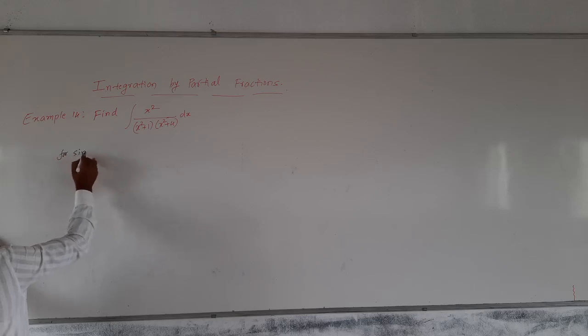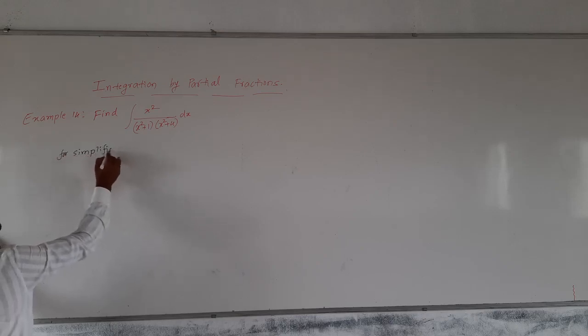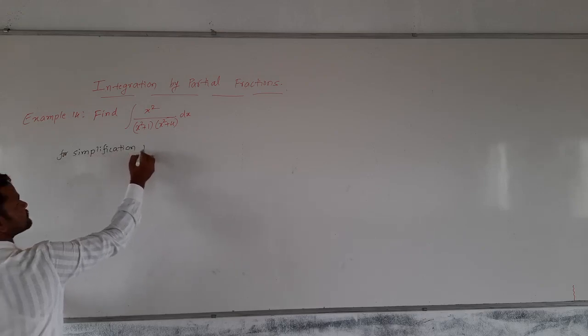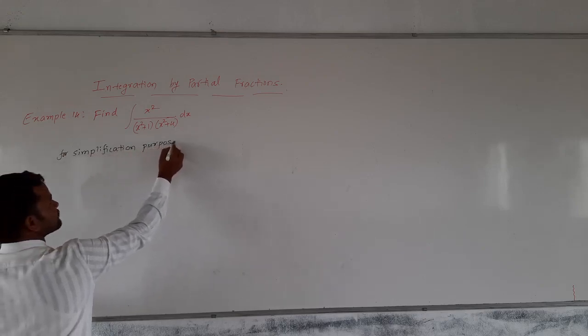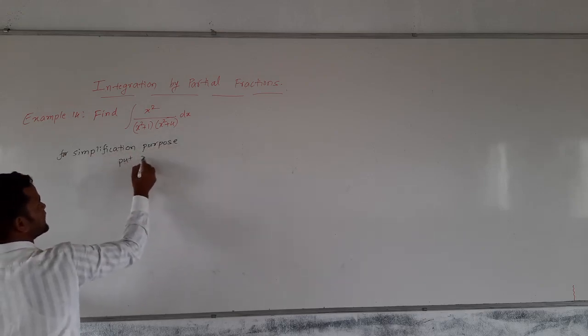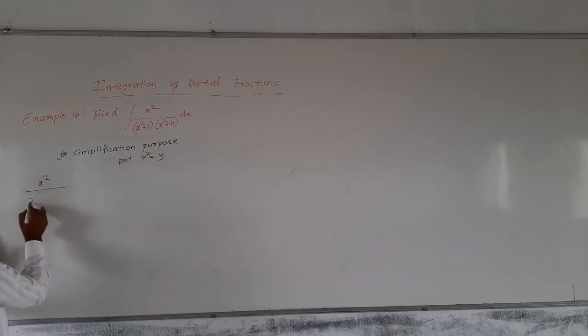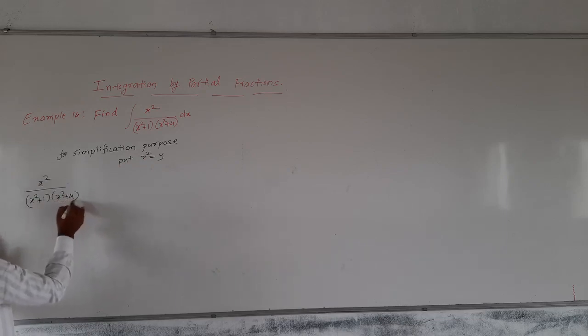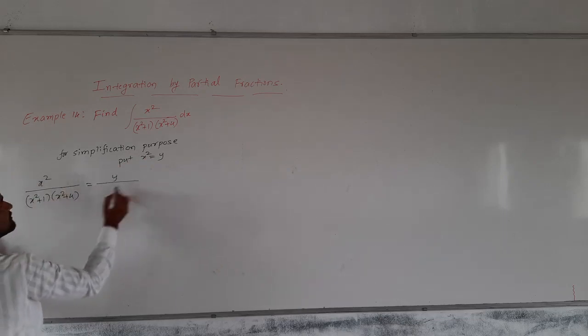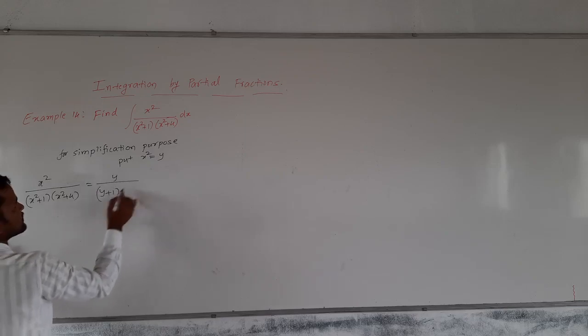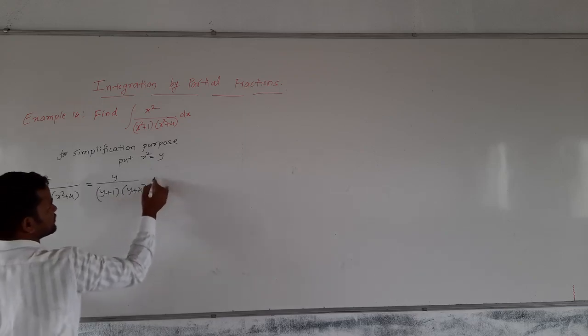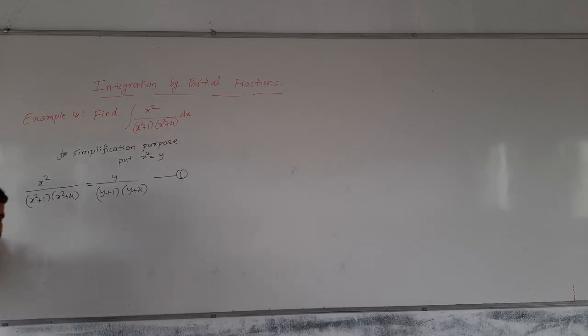For simplification purpose, let us put x square is equal to y. We will get x square by x square plus 1 into x square plus 4, which is equal to y by y plus 1 into y plus 4. Let me take this as equation 1.